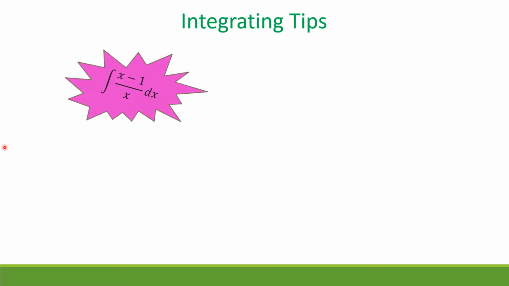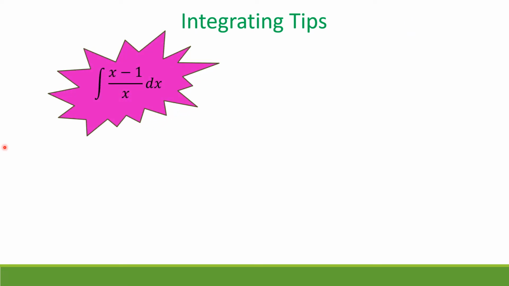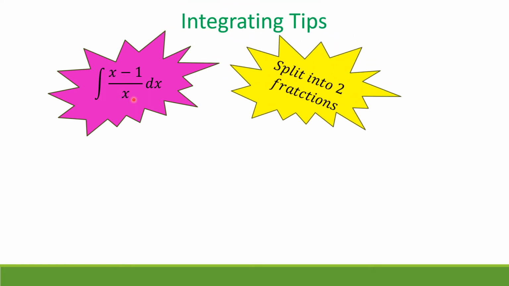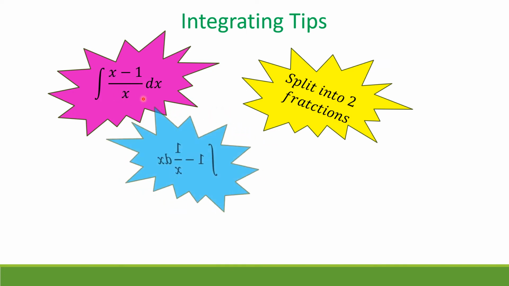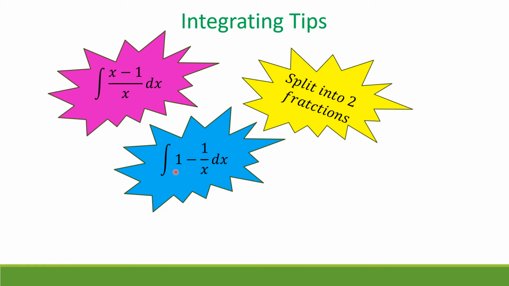I'm now going to show you some tips when integrating. So if you have got a function where you have got 2 things in the numerator and 1 thing in the denominator, you can split this up into 2 fractions. Okay, so think of this as being x over x minus 1 over x. So you can see here I've got 1 minus 1 over x because x divided by x gives me 1.